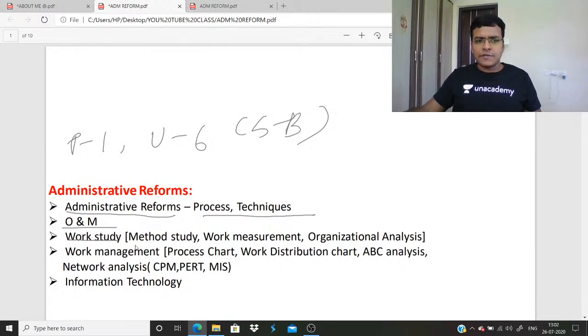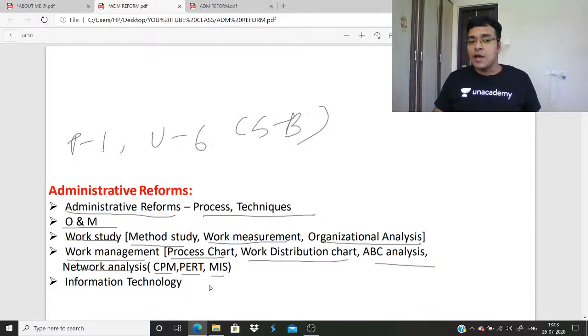Work study: inside work study we have method study, work measurement, organizational analysis. Work management: inside work management we have the process chart, work distribution chart, ABC analysis, network analysis, and inside network analysis CPM, PERT and MIS. The full form of CPM is critical path method, PERT is program evaluation and review technique, and MIS is management information system. And this is IT.